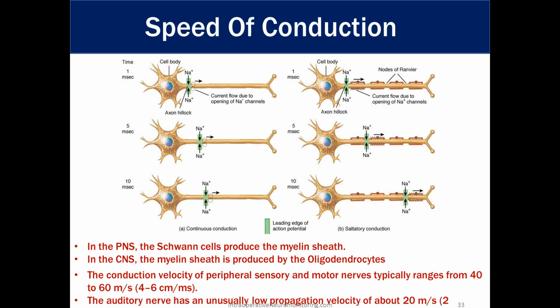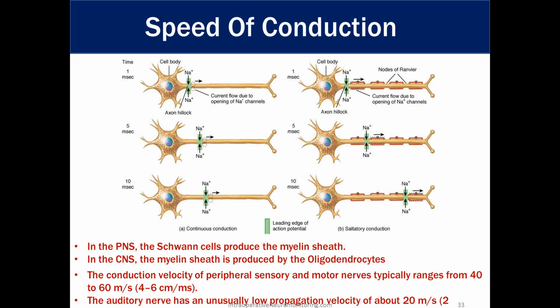Speed of conduction. In the peripheral nervous system, the Schwann cell produces the myelin sheath. In the central nervous system, the myelin sheath is produced by the oligodendrocytes. Put that to memory. That is a classic neurophysiology question that could find its way on the CNIM as well.